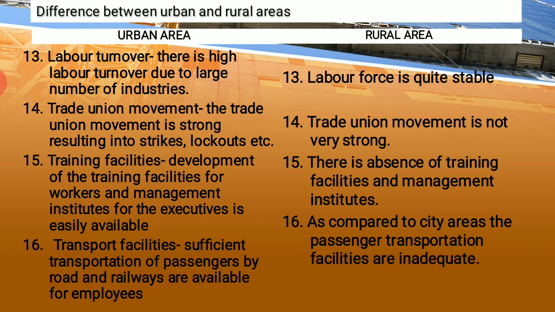Coming to point number 15, it is training facilities. Development of training facilities for the workers is available in the urban areas, as well as management institutes for the executives. Executives also get training or developmental chances. On the other hand, the workers also get a good amount of training facilities in the urban area. This is a major difference, and it is lacking in the rural areas. There is an absence of training facilities and management institutes. We don't get them often there.